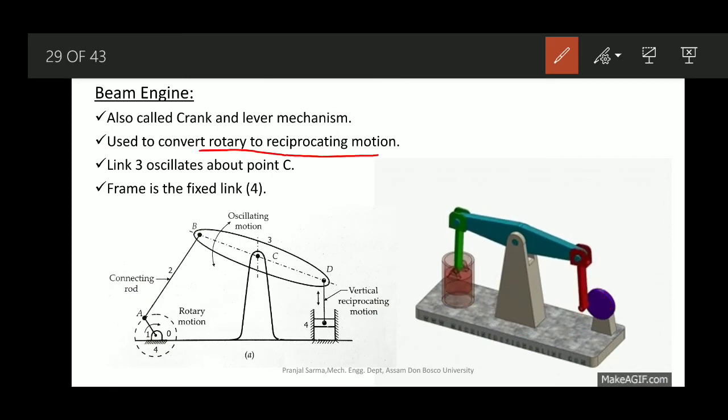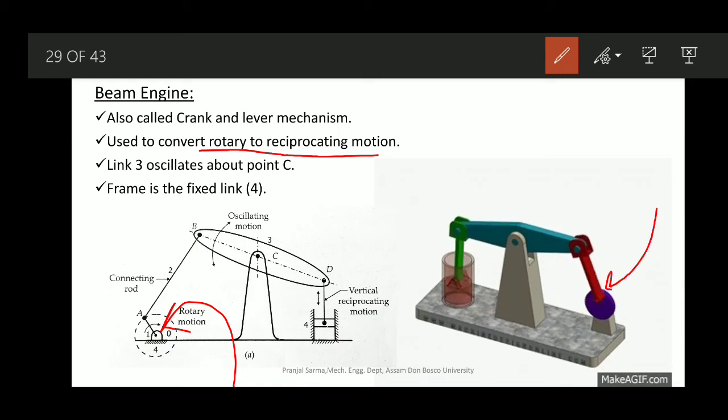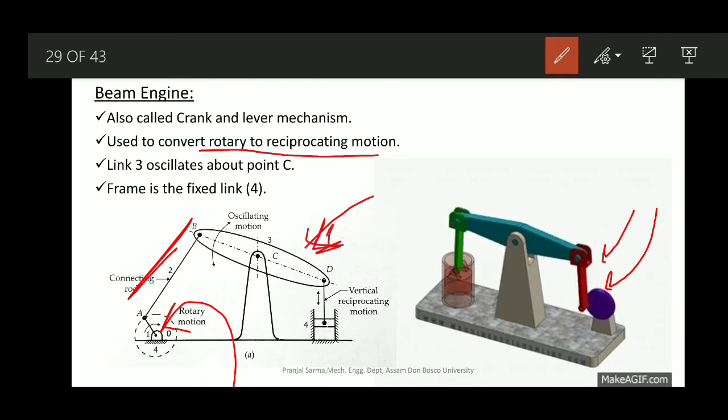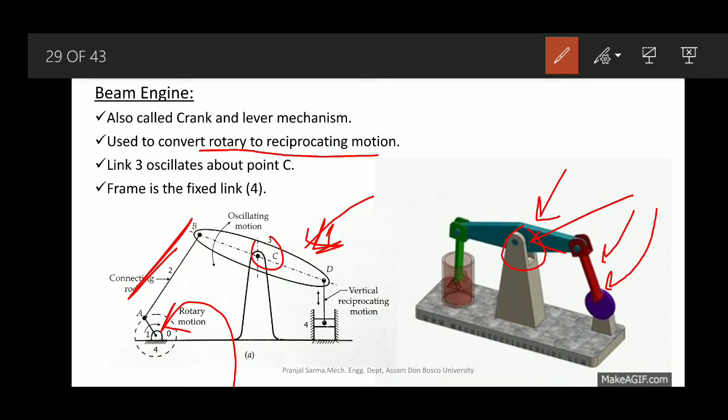Now how are we going to convert the rotary motion to reciprocating motion? Here, this crank is going to rotate; the crank has the rotational motion. After that we have the connecting rod here, and we have this rocker arm like structure, this particular arm, which is pivoted here. Because of this pivoting, it can oscillate about this particular point.